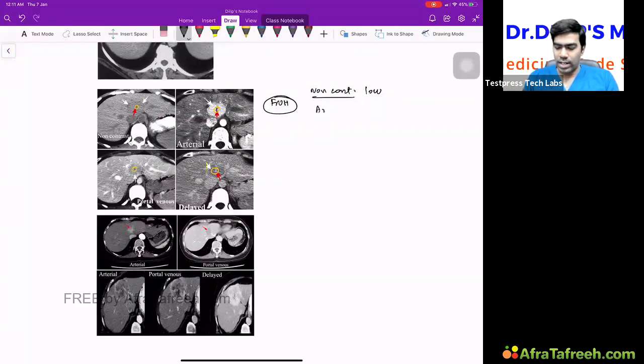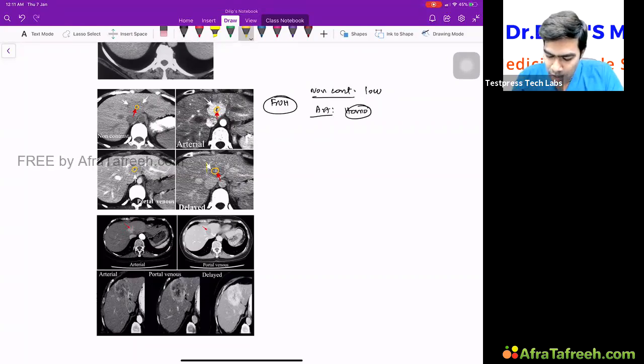And when you come to the arterial phase, they will show homogeneous enhancement. But the problem is the central scar will not enhance here. The central scar will still remain dark, as I've shown you here, but there will be a homogeneous enhancement of the tumor, which you can see very clearly.